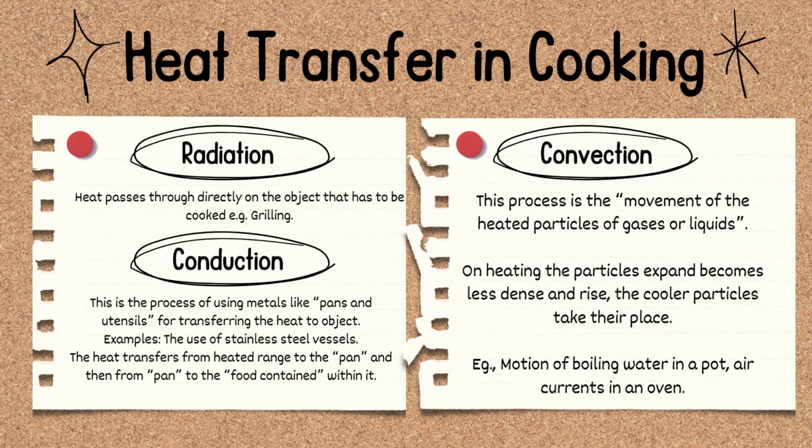Convection is the process in which the movement of heated particles of gas and liquids happens. On heating, the particles expand, become less dense and rise. The cooler particles take their places. Example, motion of boiling water in the pot, air currents in an oven.